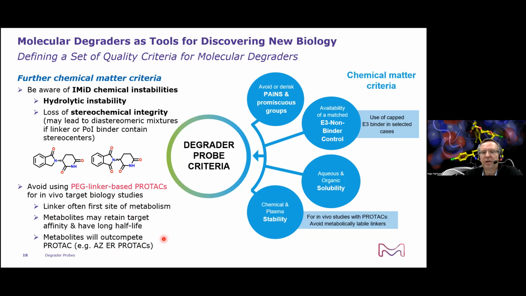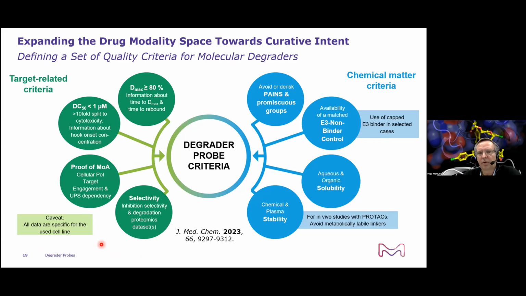For example, a very interesting study from AstraZeneca about the ER PROTACs. So this is how it looks overall, the whole set of degrader probes. You can read it in J Med Chem. We also discussed covalent chemical probes in the same paper, so if you want to go a bit more into the details about covalent chemical probes, you can also go to this paper and read how we adapted the different criteria for a covalent probe.